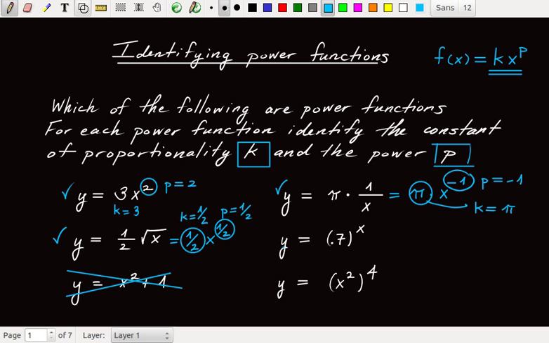What about the next one? y equals 0.7 to the x. Well, there is a power here, but the power is not a constant. It's a variable. So this is not a power function. This is an exponential function.